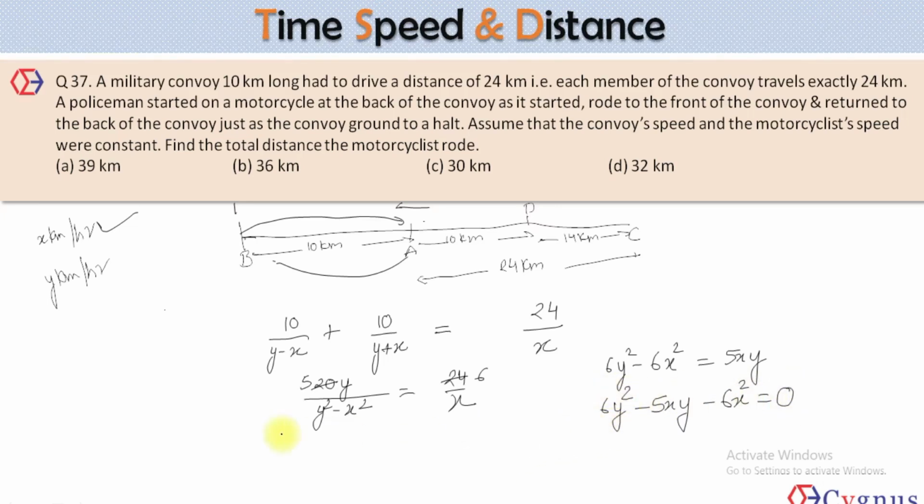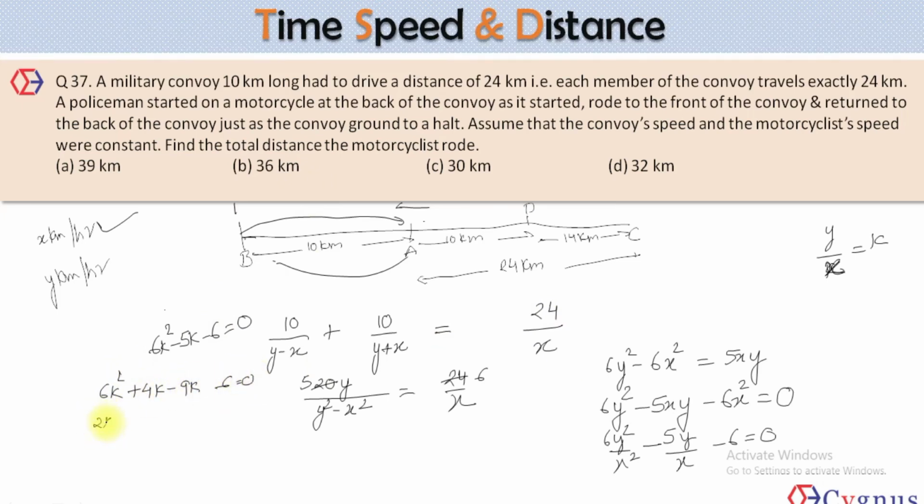So it's a quadratic equation, but before that I'll divide the whole equation by x square. So it becomes 6y square by x square minus 5y by x minus 6 is equal to 0. I'll put y by x is equal to k here. So my new equation will become 6k square minus 5k minus 6 is equal to 0. So how do we factorize it? It becomes 6k square plus 4k minus 9k minus 6 is equal to 0.